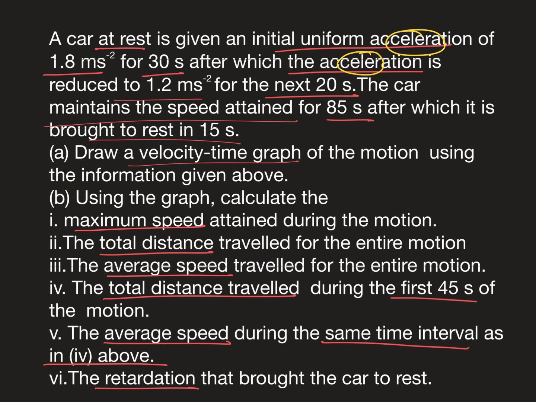So the first phase is an acceleration, the second phase is also an acceleration, but at a reduced rate. Then in the third phase of the motion, the car maintains a uniform speed, after which it is brought to rest. That is the final phase. So we have an acceleration, another acceleration, then a constant speed, and then a retardation to rest. That is the way we are going to draw the velocity time graph. So we will move on to answer question A.